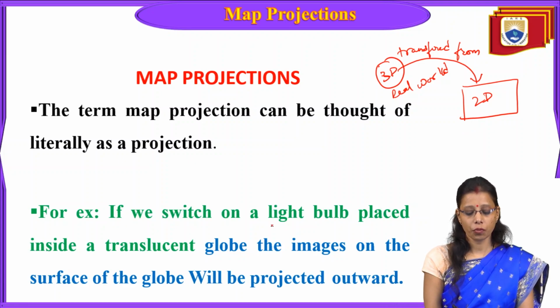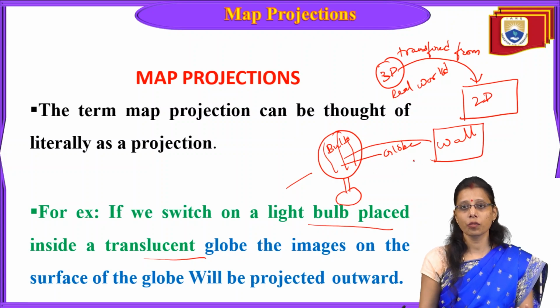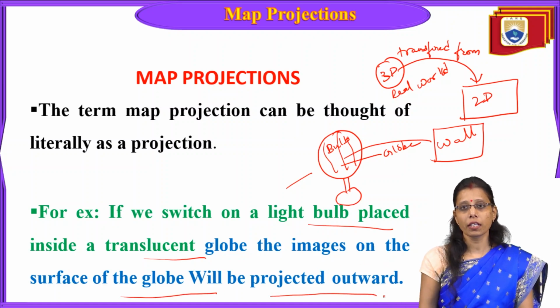For example, suppose we switch on a light placed inside a translucent globe. Suppose there is a bulb inside the globe. If you switch it on, whatever appears on the surface of the globe will be projected on the wall. The images on the surface of the translucent globe are projected outward. That is called a map projection.